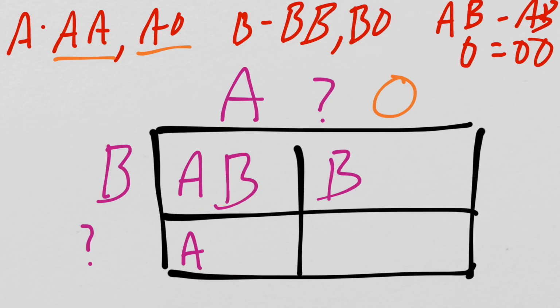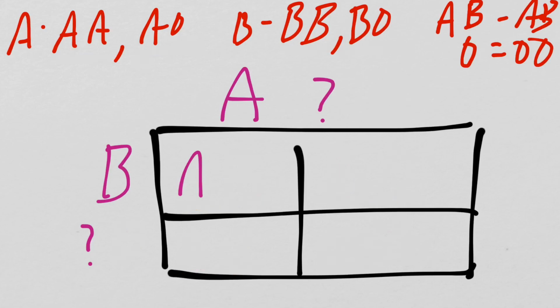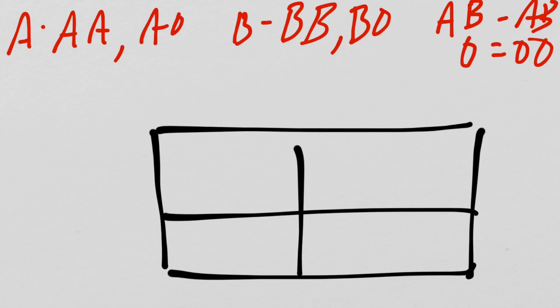And let's erase all of this. Leave our blood types on the top. Okay, question 11. 2 parents with blood type A. So we know the A, and then we have a question mark. A question mark. They have 4 children.